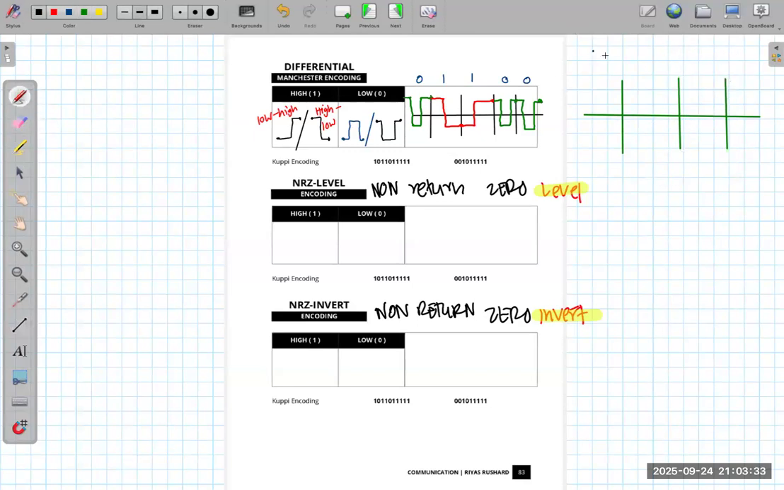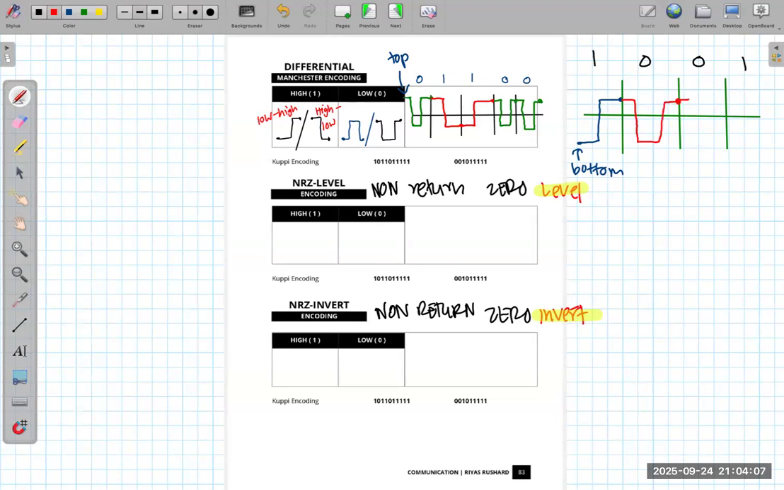We'll start with 1, 1, 0, 0, 1. If it's 1, we start from bottom. Bottom now, if it's high to low. So low to high. We start from 1, so it starts from bottom. If it's 0, you start from top. If it's a 0, okay, we go from high to low to high.